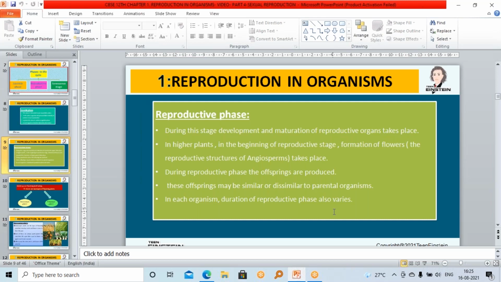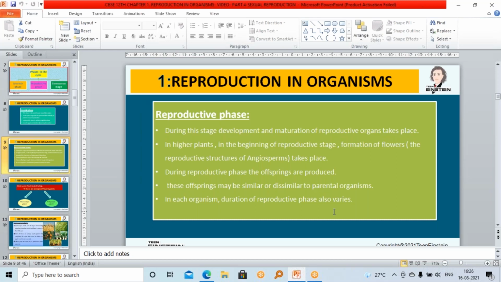But in the case of higher plants, we can easily make out the changes. How can we make out it is in the reproductive phase or reproductive stage? In higher plants, flower formation is taking place, right? Higher plants, in the sense of angiosperms, flower formation is taking place.